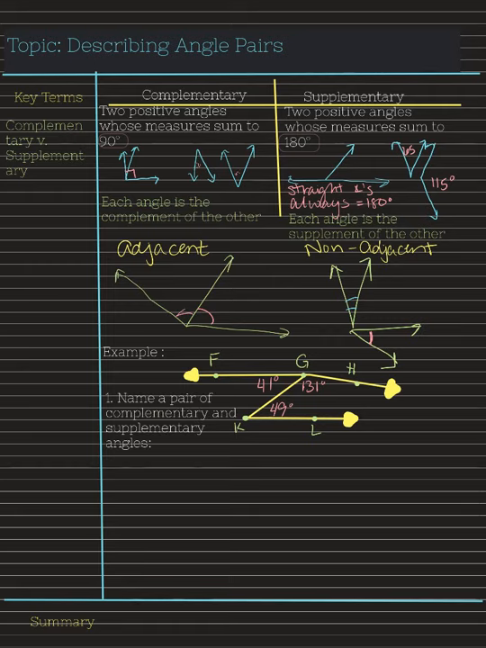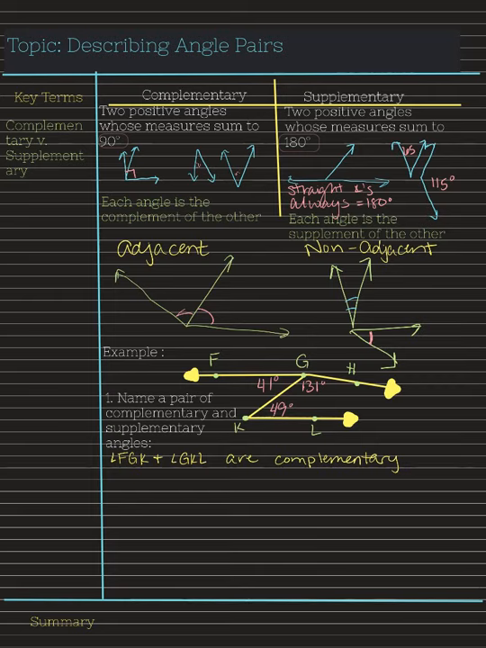The first one prompts us to name a pair of complementary and supplementary angles. So we need to recall that complementary means our angles add up to 90 degrees. So we're going to look at these 3 numbers and see which 2 will sum up to 90. I can already see that this 131 is too big, so I'm going to ignore that. If I take 41 plus 49, that does add up to 90, which means that angle FGK and angle GKL.